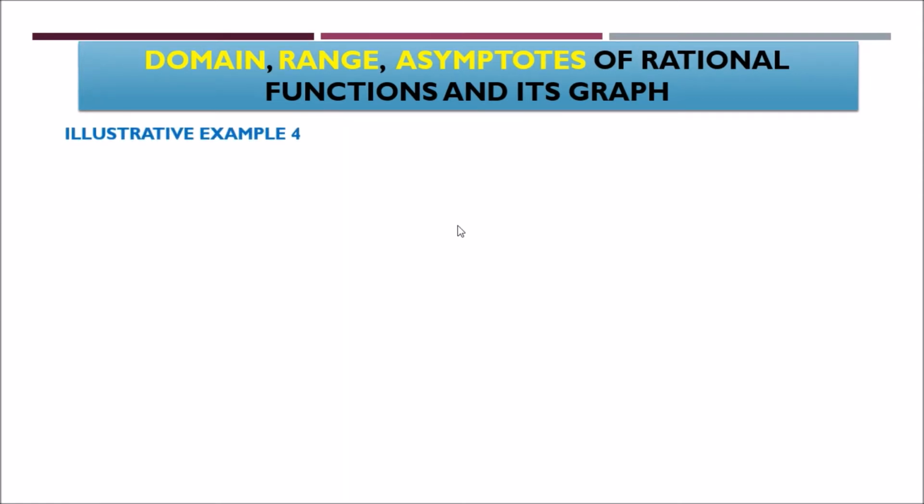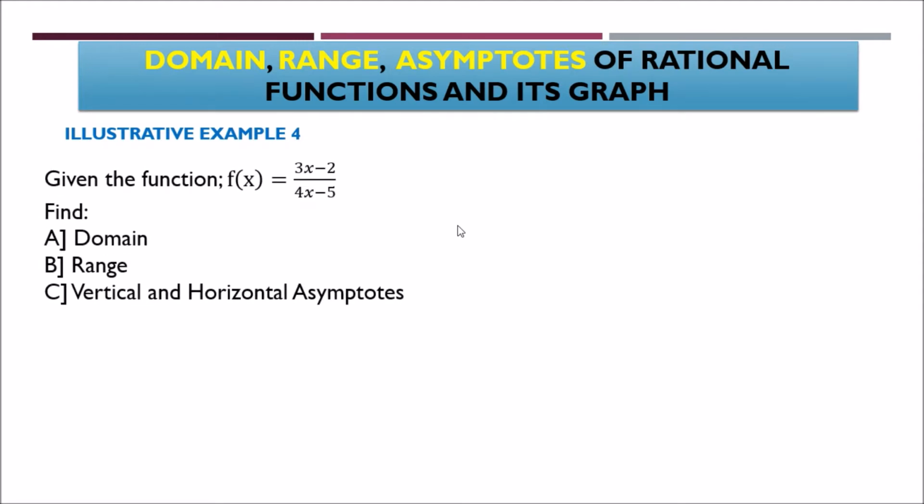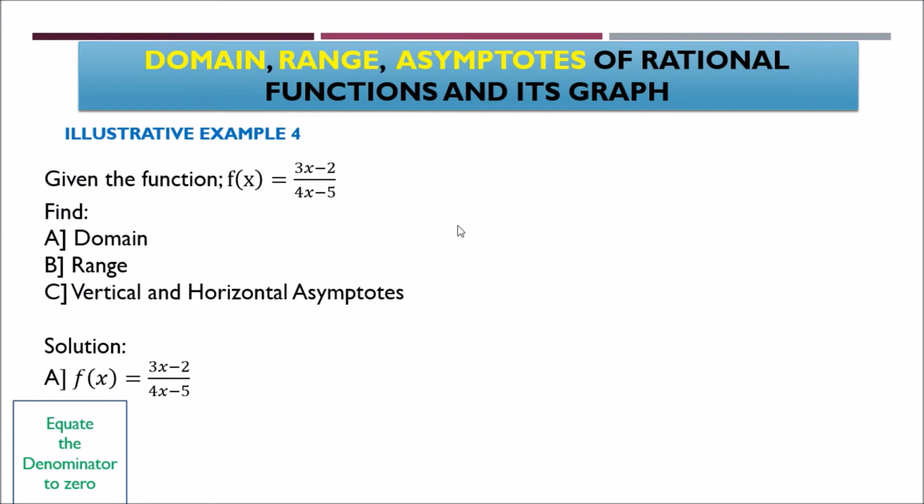So now let's proceed to our illustrative example number 4. Given the function f of x equals 3x minus 2 all over 4x minus 5, find the domain, range, and vertical and horizontal asymptotes. So here is our solution. For the domain, first we need to equate the denominator to 0.